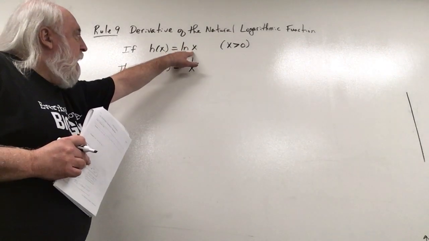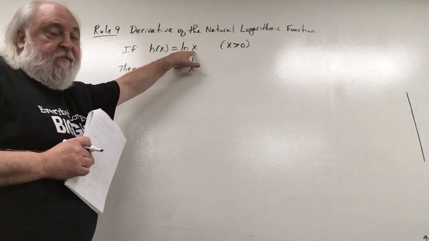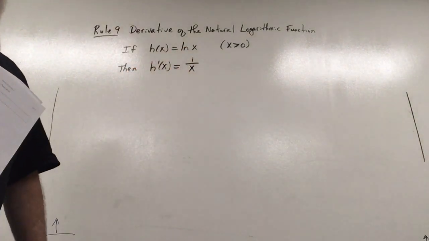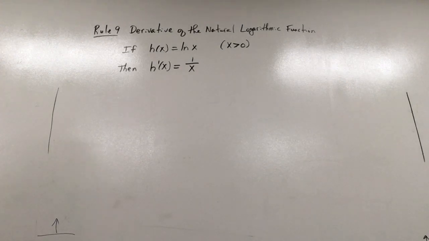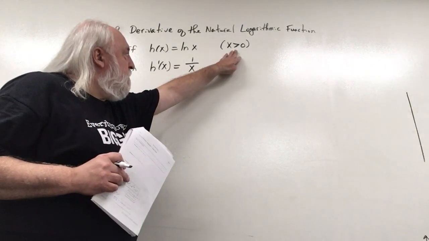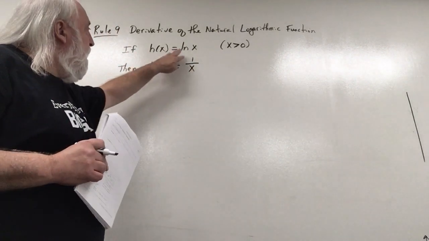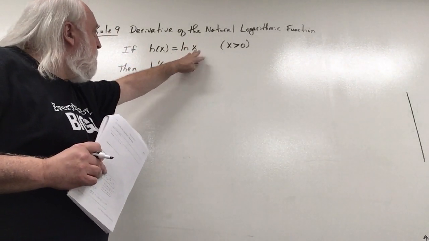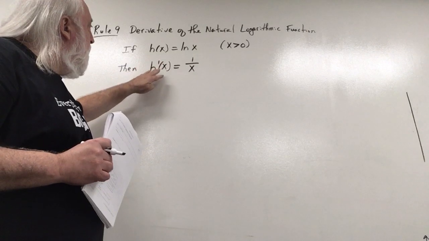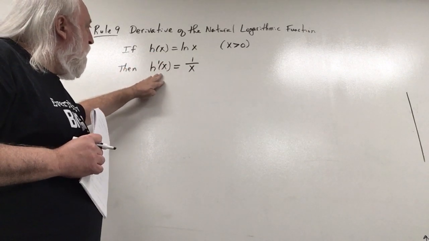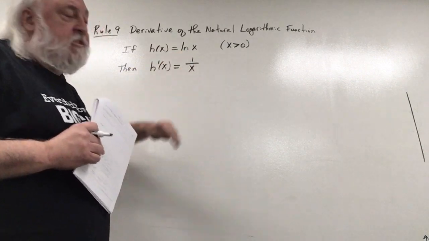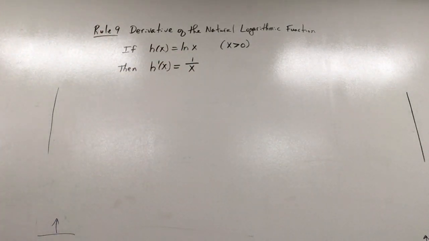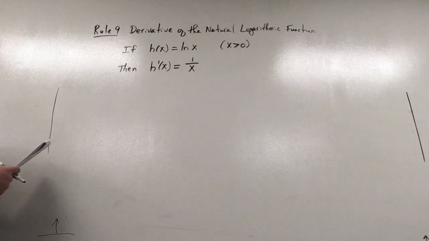I put stuff in parentheses in order to clarify things. I don't think it needs to be clarified at this stage. So if x is greater than 0 and h of x is equal to the natural log of x, then the derivative of h of x, denoted h prime of x, is equal to the derivative of the natural log of x, which is just 1 over x. It's a very straightforward derivative.